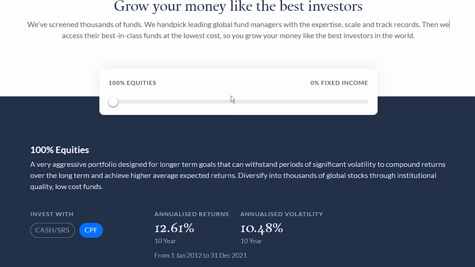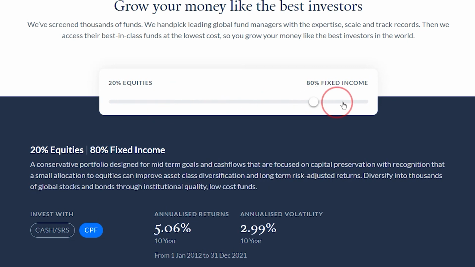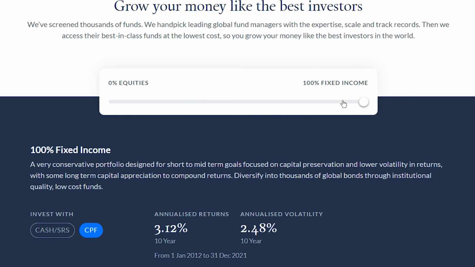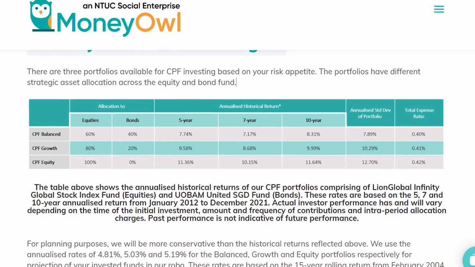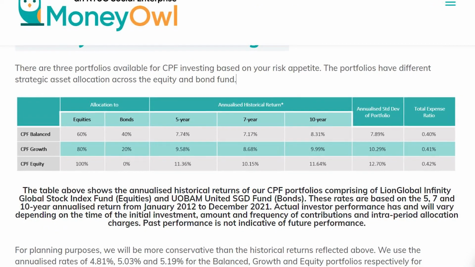For example, on Endowus, there's 6 different risk levels that you can go for. If you want to be super safe, you can go for 100% bonds, which will give you the lowest return. Or if you want high risk, high reward, you can go for 100% equities. Same for Money Owl, which has 3 different risk levels.